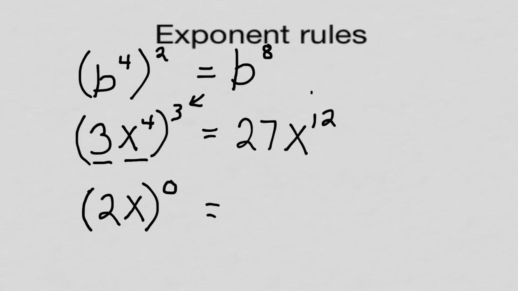Final problem. 2 times x to the 0 power, right? Everything inside of this is to the 0 power. That means this is 1. That's using what we started the video out with, the 0 property. So to the 0 power is 1.